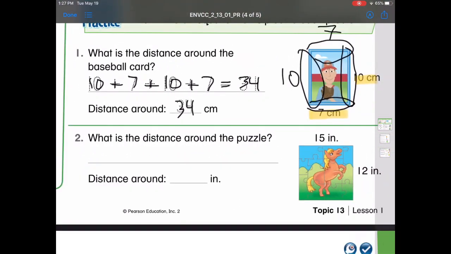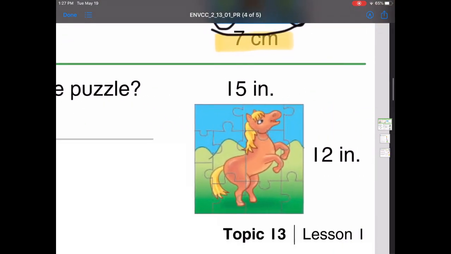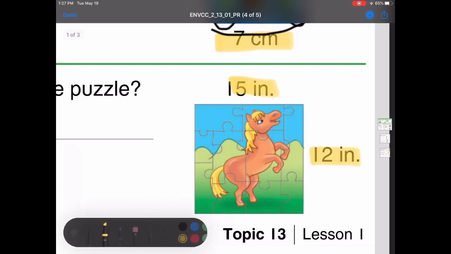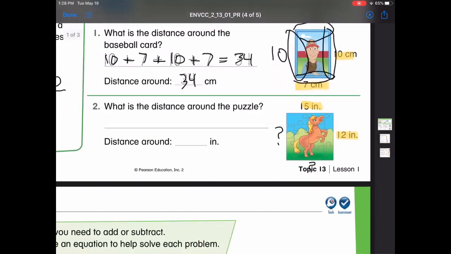What about for number 2? What's the distance around the puzzle? So ask yourself, are we going to add in this one or subtract? And if it's a square puzzle or rectangular, what is the length of the other two sides if we know that this is 15 up top and 12 on the side here? What are the other sides going to be? So you'll have to figure those two sides out before you can write your equation.